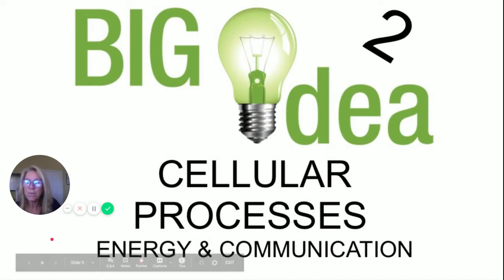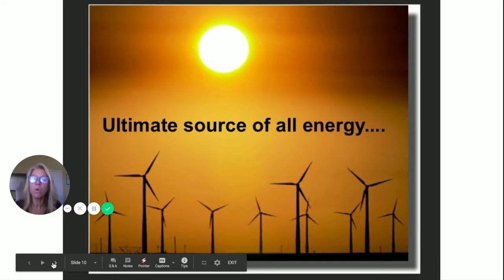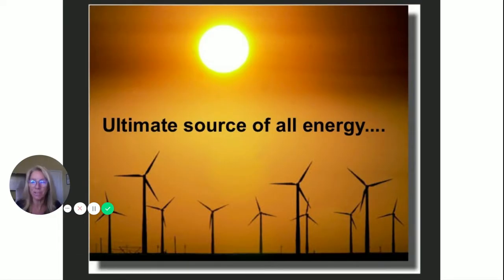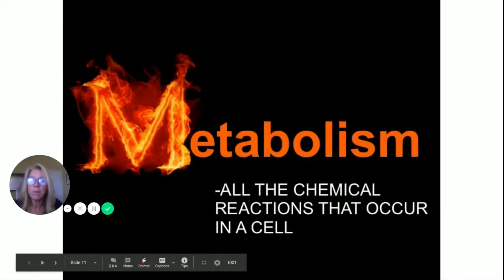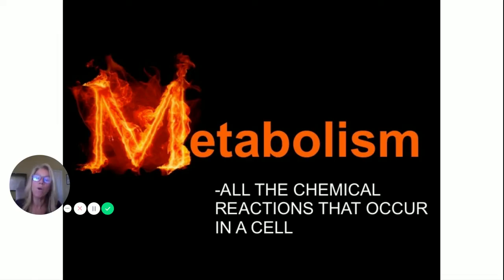All right, so the first picture I have here is the ultimate source of all energy, the sun. Exactly. And energy, by definition, is the capacity to do work. Useful energy is the capacity to do work. Another term we want to know is metabolism. Metabolism is all the chemical or enzyme-mediated reactions that occur in your cells. So when we think about this, ultimately the energy comes from the sun.